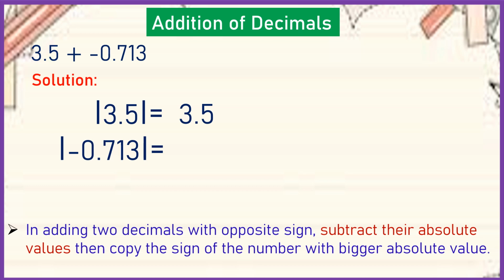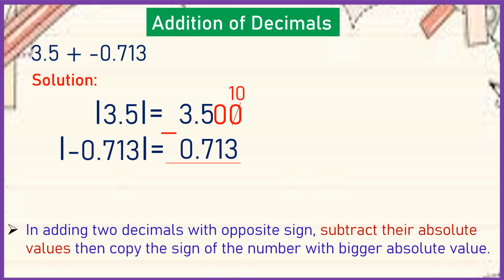and the absolute value of negative 0.713, which is positive 0.713. Do remember that if we are talking of absolute value, it is always positive, because absolute value is the distance from 0. So no distance or no negative distance. Then we are going to subtract. Subtracting this one, follow the rules that you have learned in elementary.